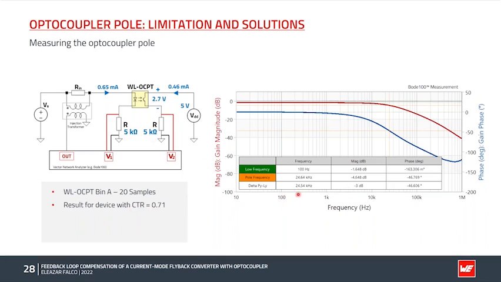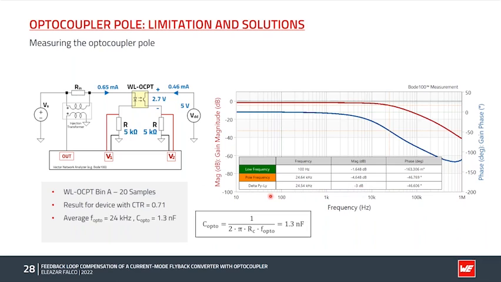We see the cutoff frequency, where the magnitude drops to -3 dB as usual, to be 24.5 kilohertz. If we consider the 20 samples, we get an average cutoff frequency of the optocoupler of 24 kilohertz. That corresponds to a parasitic capacitance between collector emitter of 1.3 nanofarad. This is higher than 0.38 nanofarad. So what can we do about this? Let us see some possible solutions to this.